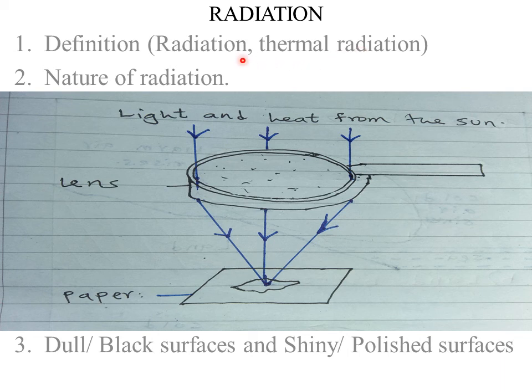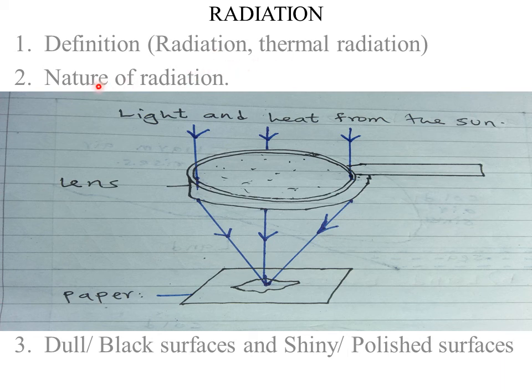So it is important to know that radiation does not require a material medium. Remember, a vacuum is an empty space. That is a place without air. So we are saying that radiation is the transfer of heat from one point to another by means of electromagnetic waves, whereas thermal radiation is the transfer of heat through vacuum.